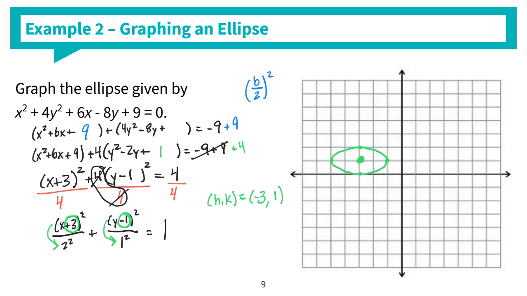It is elongated horizontally, which makes sense because A, the larger value, is this one, and that is underneath the x parentheses. So this ellipse is long along the x-axis, or the horizontal axis technically.